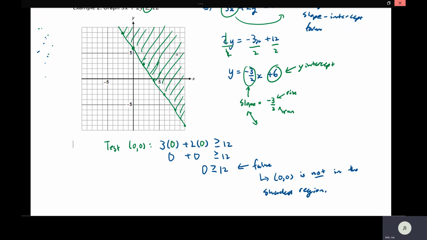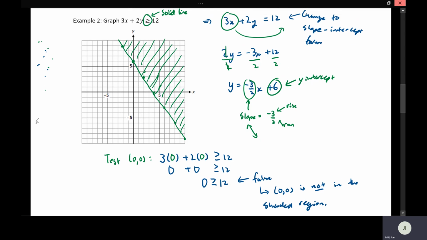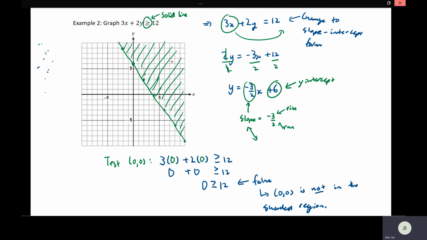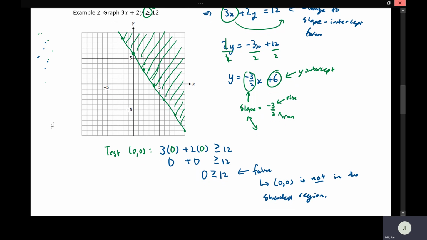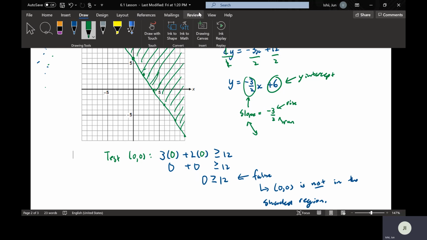And again, any point that you choose over here in the shaded region, when you plug it in for x and y into the inequality, it'll always be true. And likewise, any point that you choose over here that's not in the shaded region, plug it in for x and y, it'll always be false. Okay, so again, when you're graphing inequalities, you're graphing regions. So you need to shade this in.